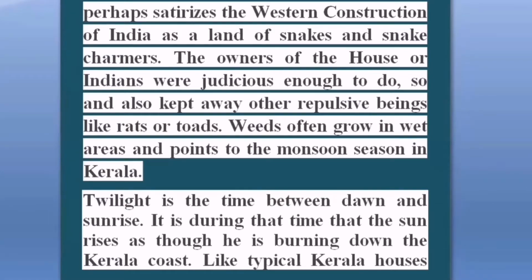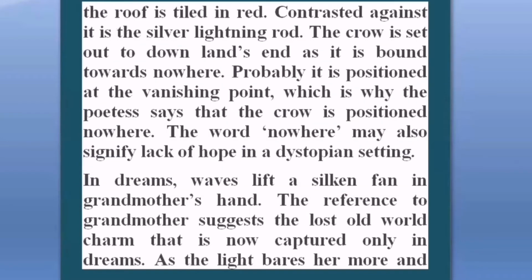Weeds often grow in wet areas and point to the monsoon season in Kerala. Twilight is the time between dawn and sunrise. It is during that time that the sun rises as though he is burning down the Kerala coast. Like typical Kerala houses, the roof is tiled in red. Contrasted against it is the silver lightning road. The crow is set out to dawn land's end as it is bound towards Norway. Probably it is positioned at the vanishing point, which is why the poetess says that the crow is positioned nowhere. The word nowhere may also signify lack of hope in a dystopian setting.